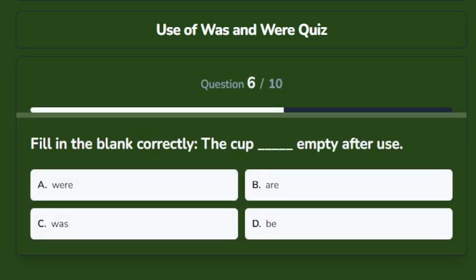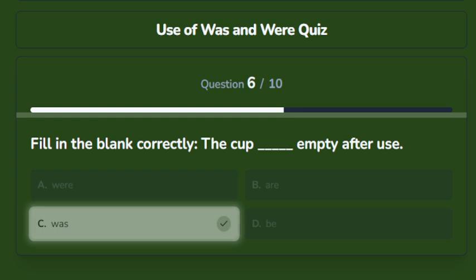Question number 6. Fill in the blank correctly. The cup blank empty after use. Options are A were, B are, C was, D be. The correct answer is was.